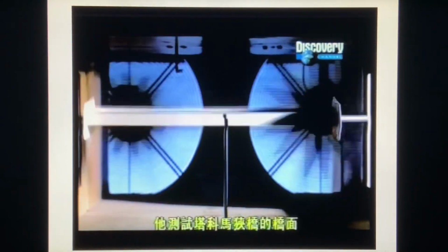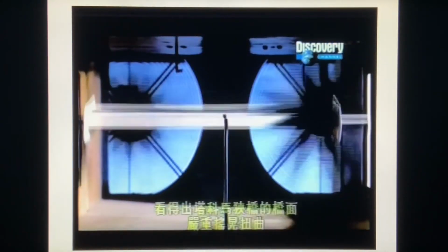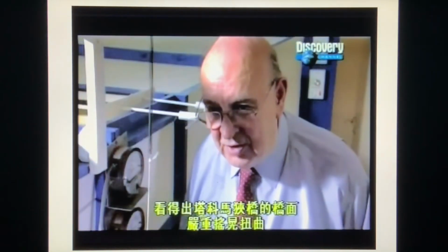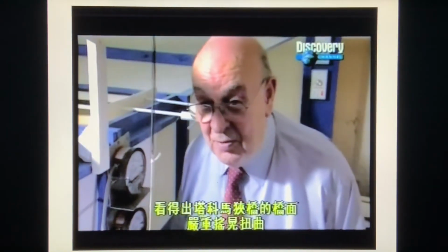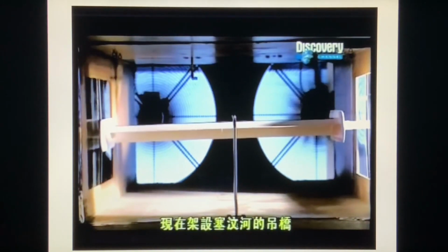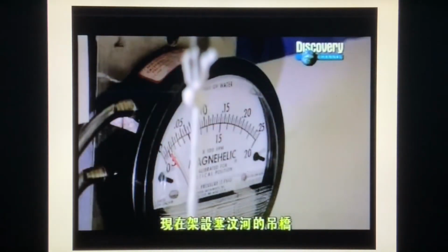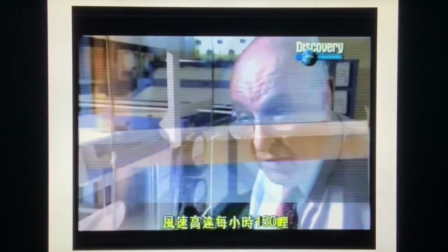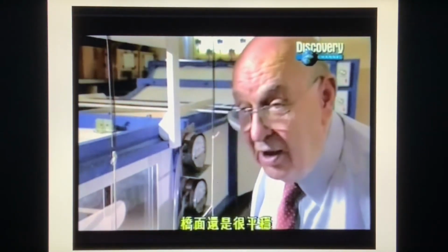First up, he tests the Tacoma deck. You can see the Tacoma Narrows section is twisting quite violently. At just 40 miles per hour, the Tacoma deck cannot withstand the wind. We now have mounted the Severn cross-section, and we're running this now at 150 miles an hour. As you can see, it is absolutely stable.